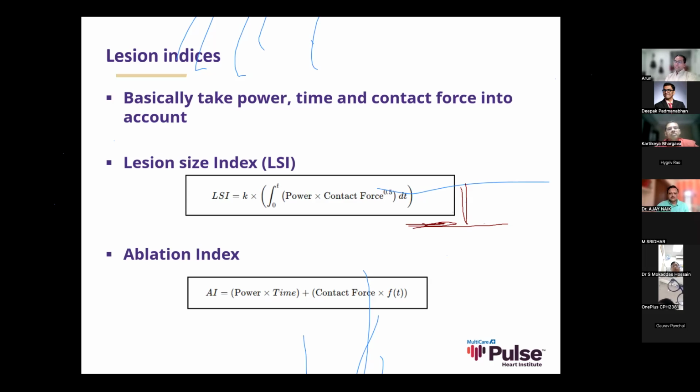So basically all the lesion indices take three things into account: power, time, and contact force. So LSI, this is an Abbott system. It's a function of power, contact force, and also the duration of the lesion. An ablation index is also power, time, and contact force. I'm not actually sure if any of these take impedance into account, but I guess that could be a good surrogate too. Like Dr. Bhargav was mentioning, maybe there is an index where they are using impedance too, apart from the power and contact force.